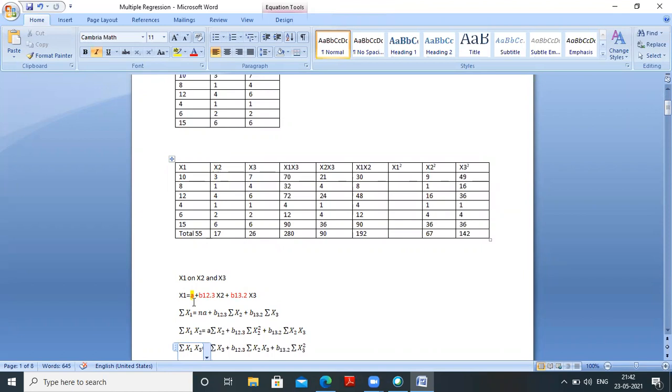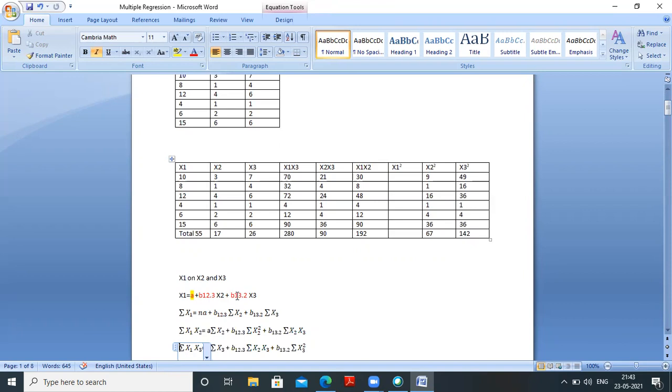Intercept means the value of x1 when x2 and x3 both are 0, and b12.3 means partial regression coefficient, which studies the effect of x2 on x1 controlling the effect of x3. Similarly, b13.2 is the partial regression coefficient, which studies the effect of x3 on x1 controlling the effect of x2. b12.3 or b13.2 tells us the partial effect of an independent variable on the dependent variable controlling the effect of the other independent variable.